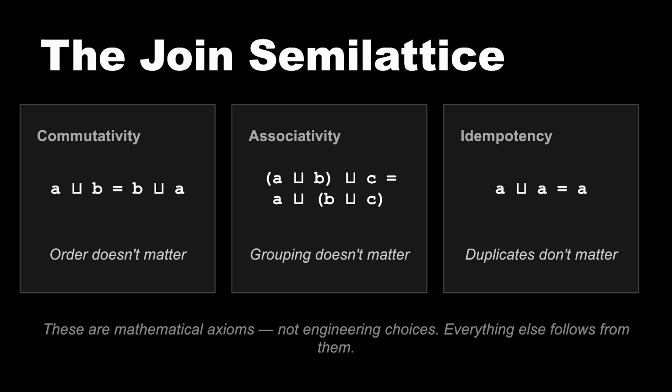Rohani mentioned three words: commutative, associative, idempotent. A data structure that obeys all three forms what mathematicians call a join semilattice. The symbol ∪ is the merge operation. Think of it as a special kind of addition that always produces a single correct answer. These three laws are not engineering choices, they are mathematical axioms, and from them everything else follows.